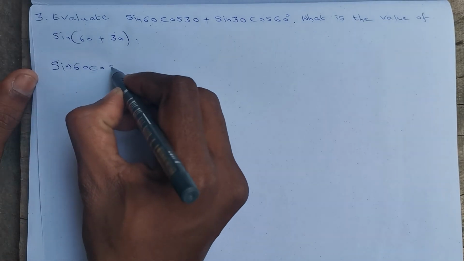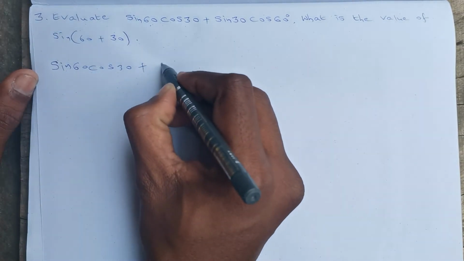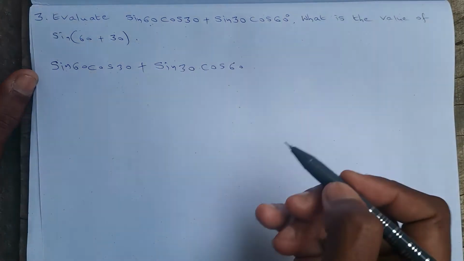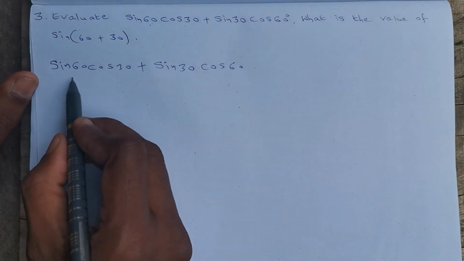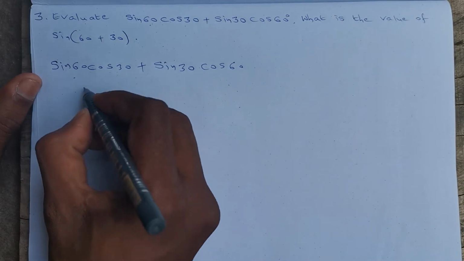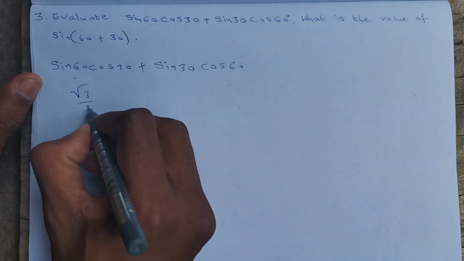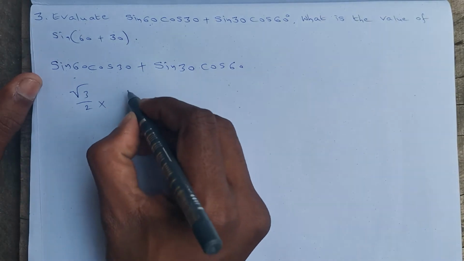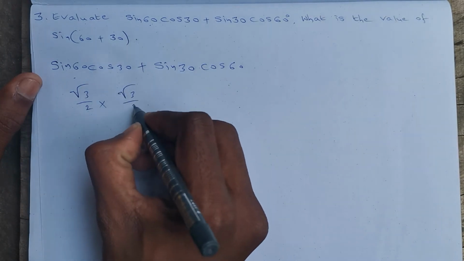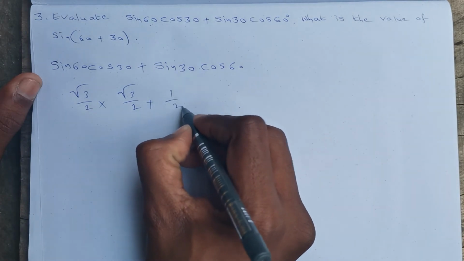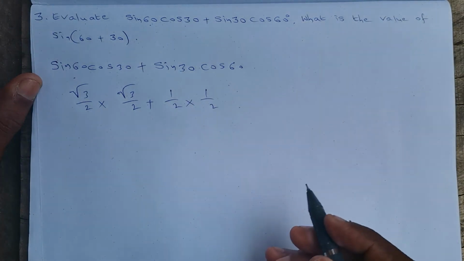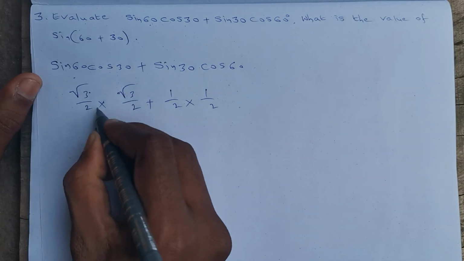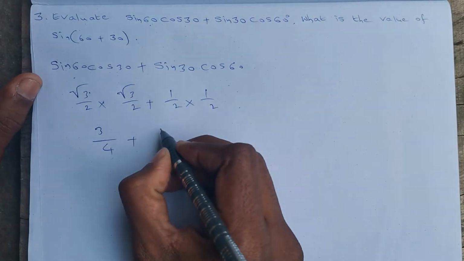Sin 60 into cos 30 plus sin 30 into cos 60. Now let us substitute one by one. Sin 60 is root 3 by 2, into cos 30, again root 3 by 2, plus sin 30, 1 by 2, into cos 60, 1 by 2.